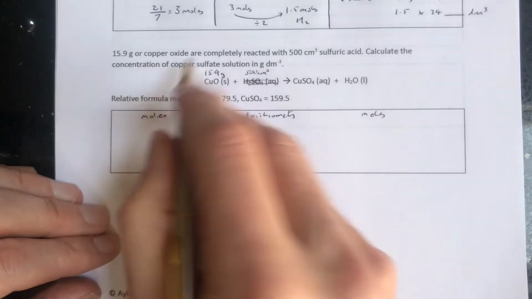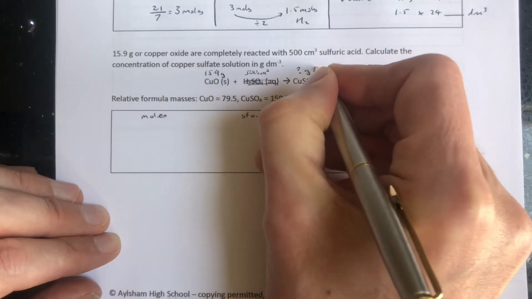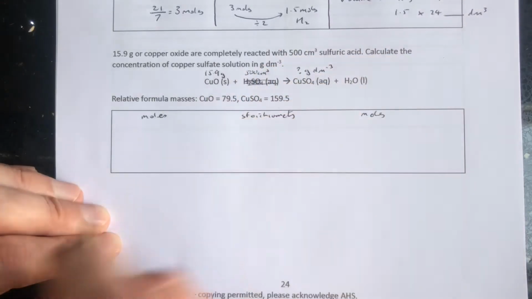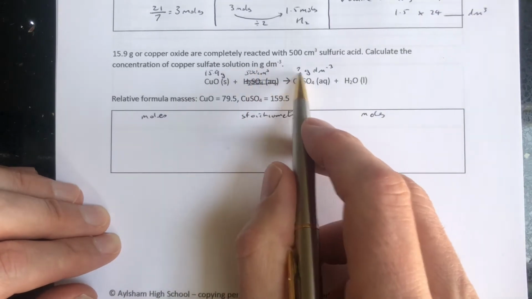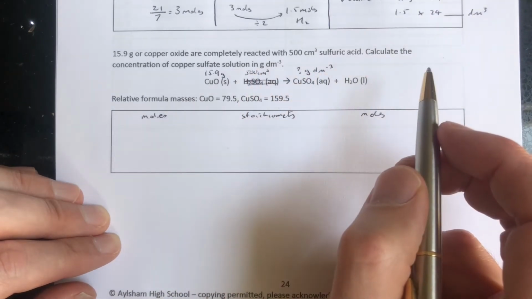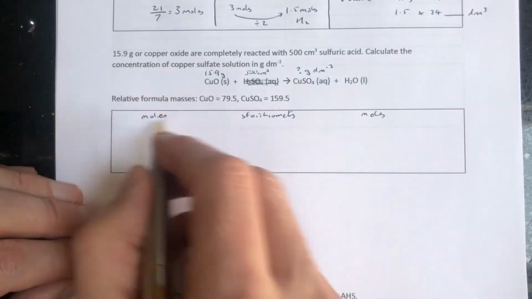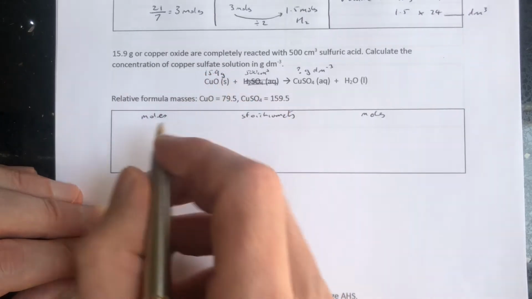Calculate the concentration, so we need concentration here, and we want that in grams per decimetre cubed. And there's a sting in the tail, because a normal moles calculation will do the concentration in moles per decimetre cubed, so we're going to have to convert that at the end. Anyway, 3 stages to the calculation. Moles, stoichiometry, moles. First stage, moles. We need to calculate moles of copper oxide.